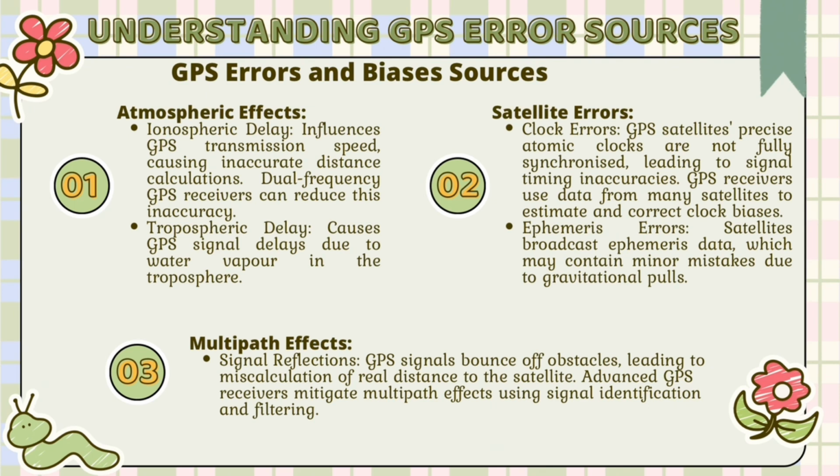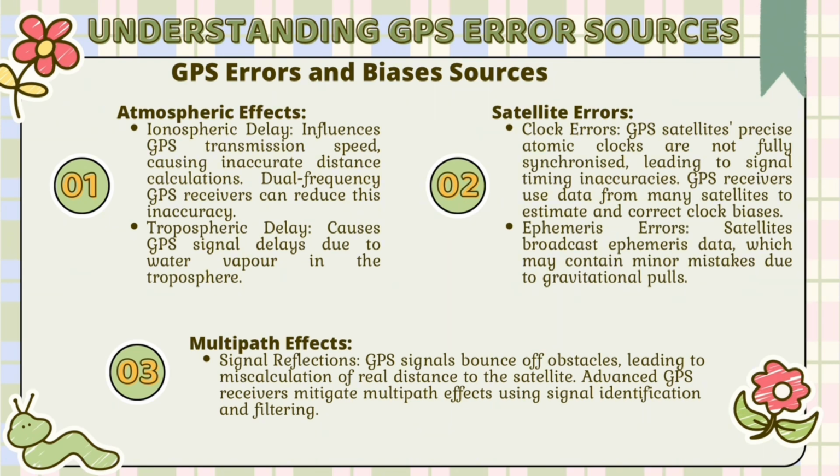Second, satellite error, clock errors. GPS satellite precise atomic clocks are not fully synchronized, leading to signal timing inaccuracies. GPS receiver use data from many satellites to estimate and correct clock bias. Ephemeris errors. Satellite broadcast ephemeris data which may contain minor mistakes due to gravitational pulls.